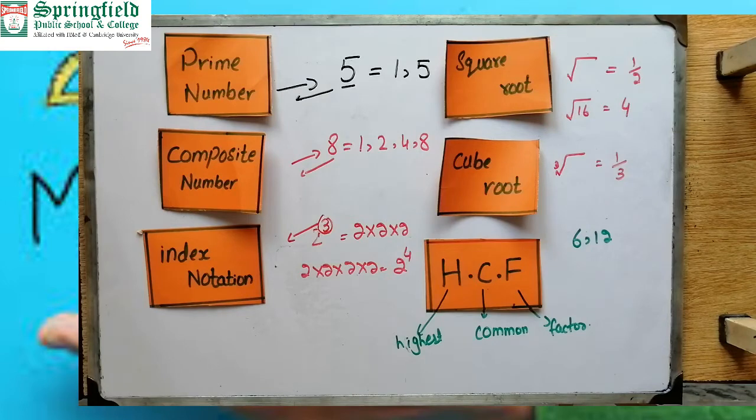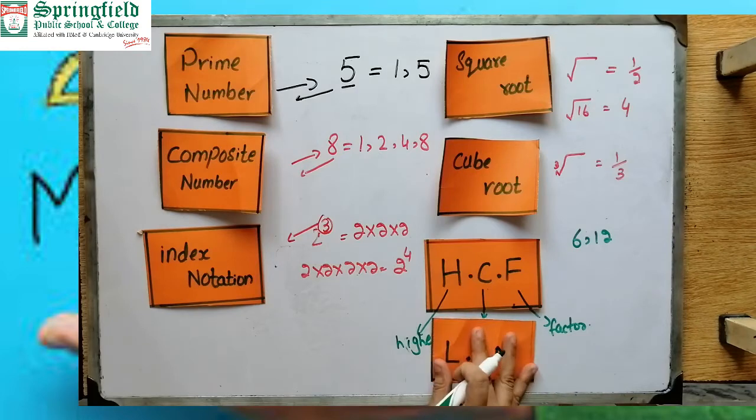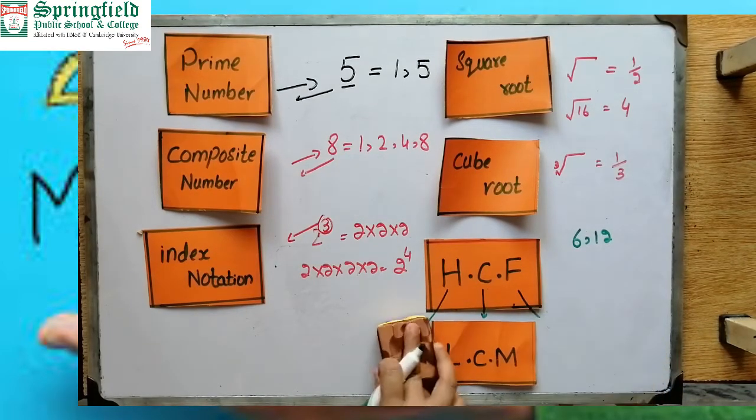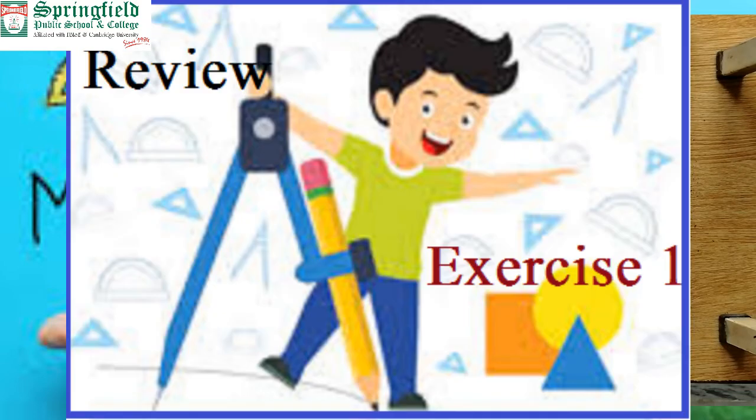And the last topic in prior knowledge is LCM. LCM means least common multiple, and it also has a formula. First we find the common factors, and then the product of the common factors and non-common factors is called the LCM. Understood beta? Okay, now come to the new topic.